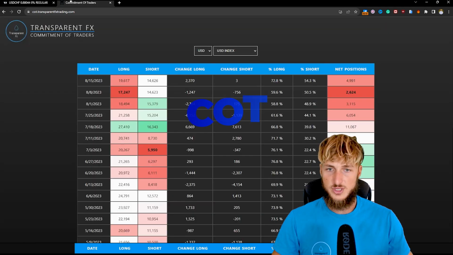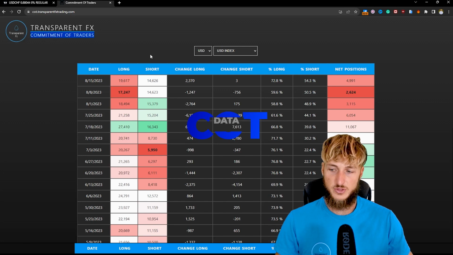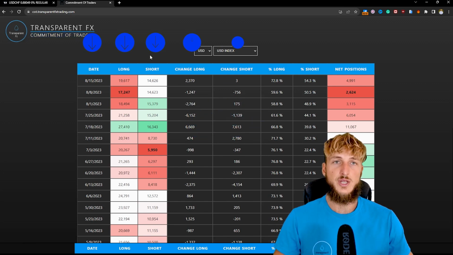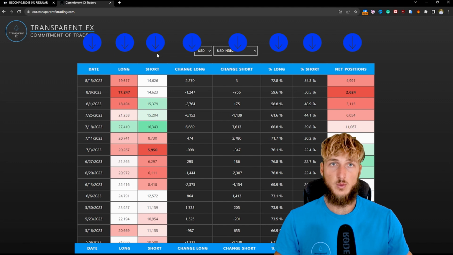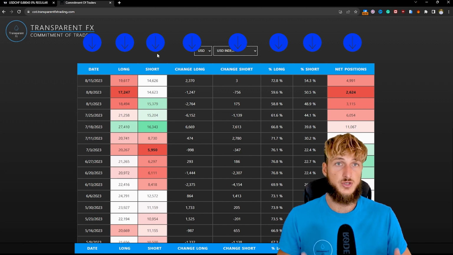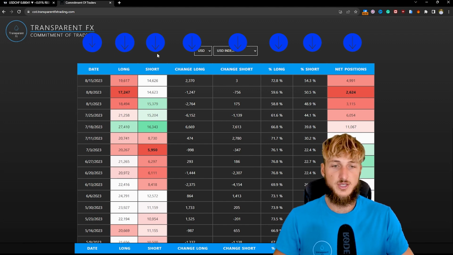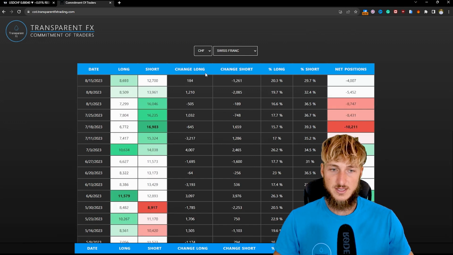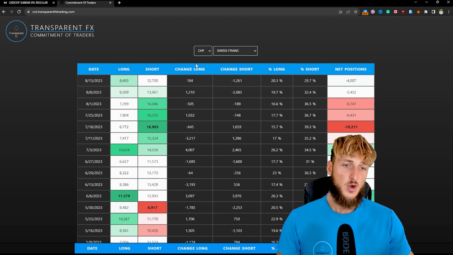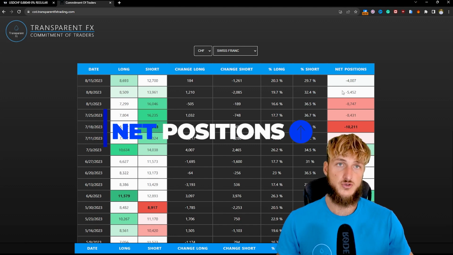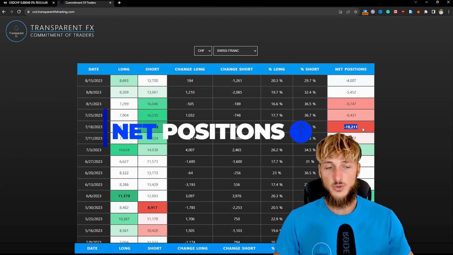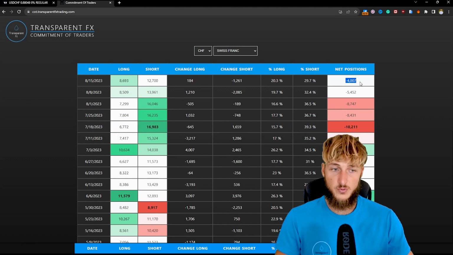Now, if we go and see what we have when it comes to the commitment of traders, so the COT data, which is what the non-commercials, so the biggest speculators in the market are doing, which are essentially hedge funds, so the big players in the market, and we check the data precisely for the CHF, we can see how with the last reports, overall the CHF has been getting stronger. We went from minus 10.2k net positions down to minus 4k net positions.